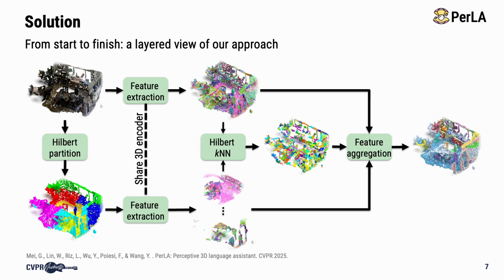Now, let's take a closer look at the workflow. We start by applying Hilbert-based partitioning to divide the point cloud into coherent local regions. For each region, we extract both global and local point-wise features using a shared encoder. Then we perform k-nearest neighbor search within each region to model local context. Finally, features from each region are aggregated through localized cross-attention and refined with GCN, producing a unified scene representation that is well aligned with language.